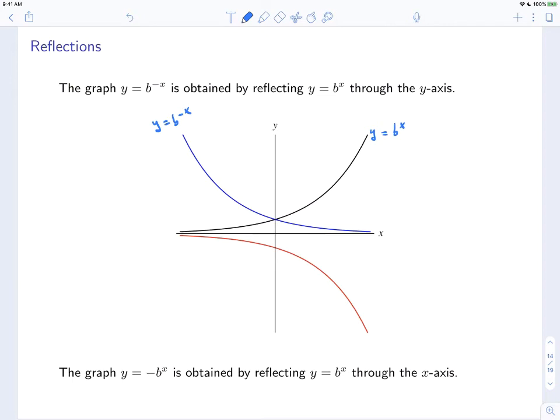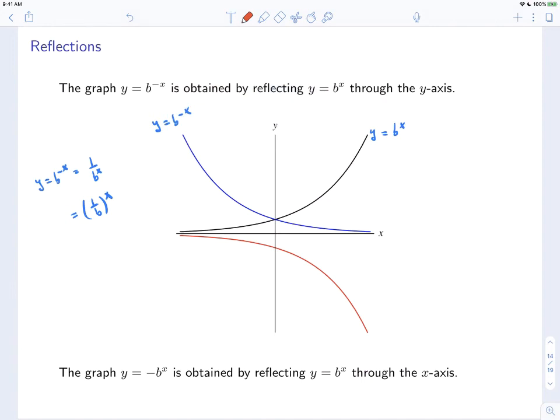Now notice that y equals b to the negative x is the same thing as 1 over b to the x, which is the same thing as the quantity 1 over b raised to the x. So this is still an exponential function. b to the negative x is still an exponential. It's just now it's 1 over b raised to the x. And you can see that it has exponential decay instead of exponential growth.